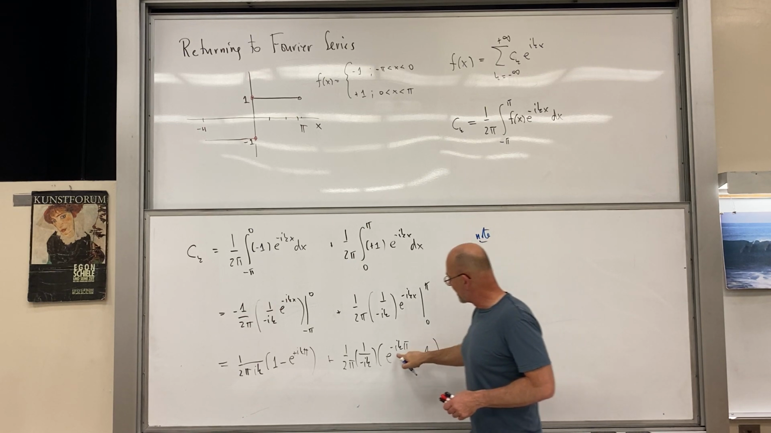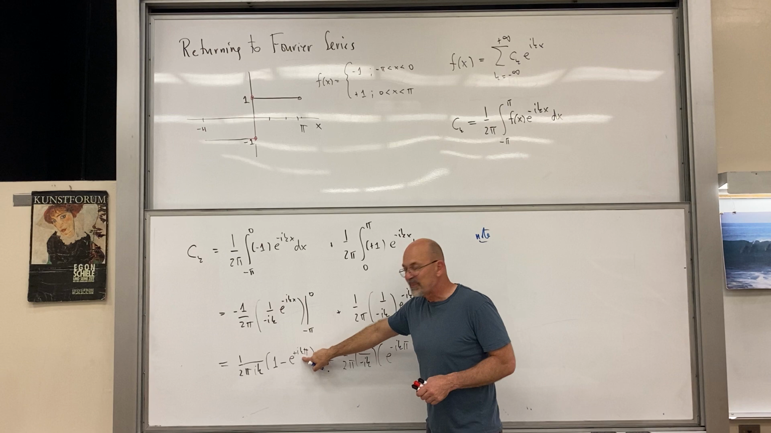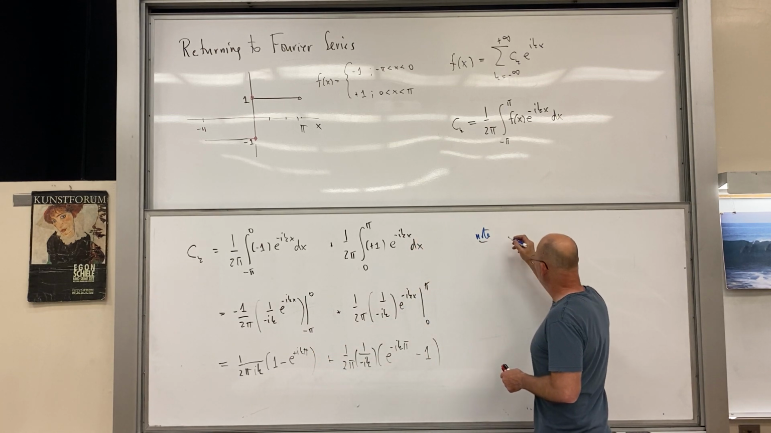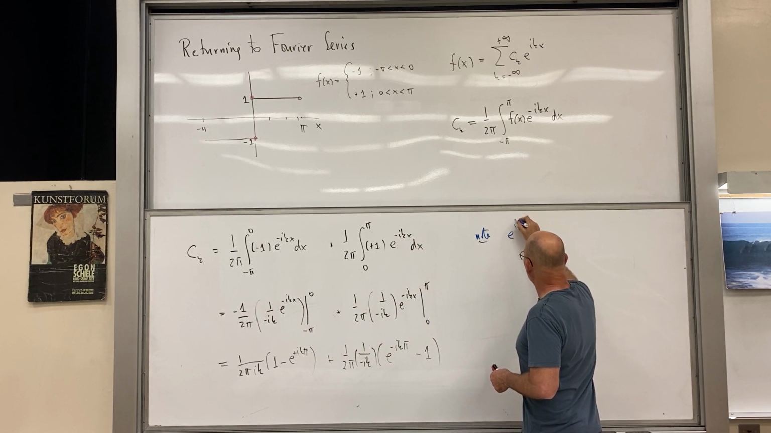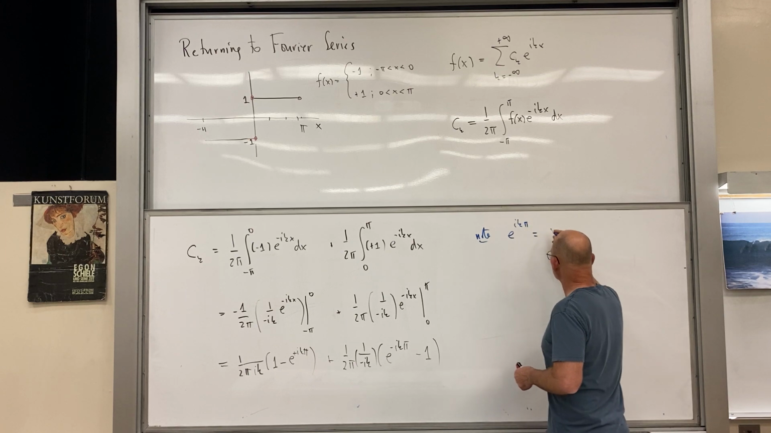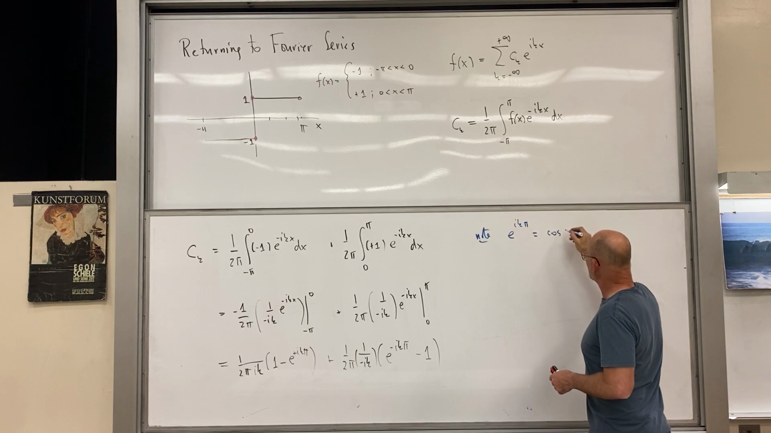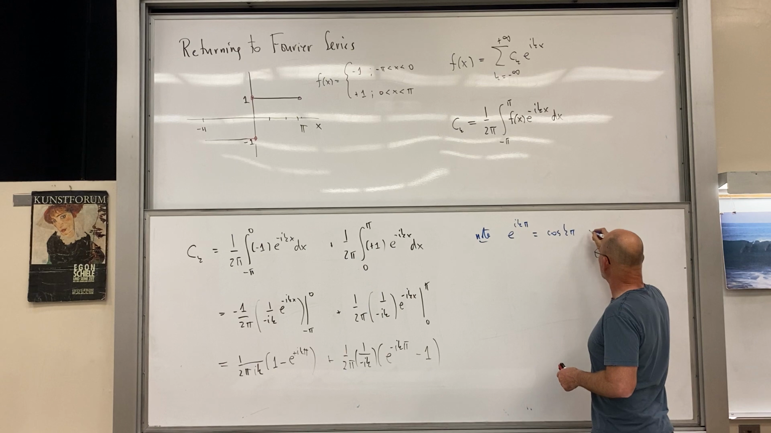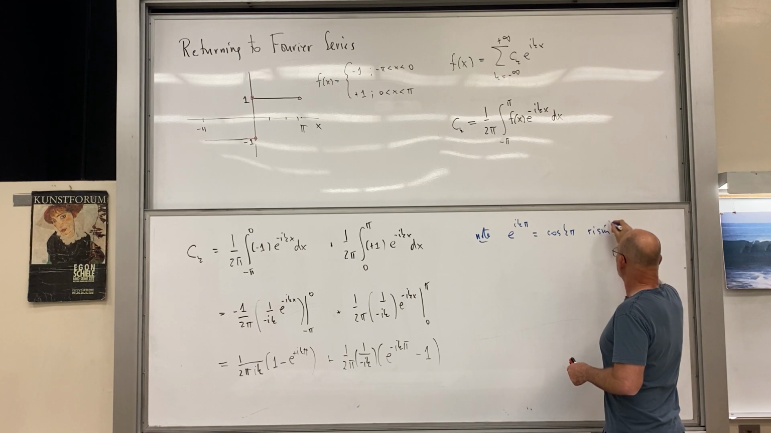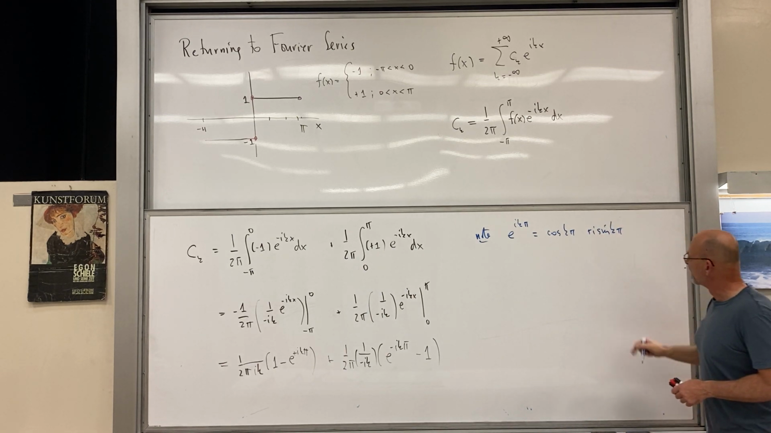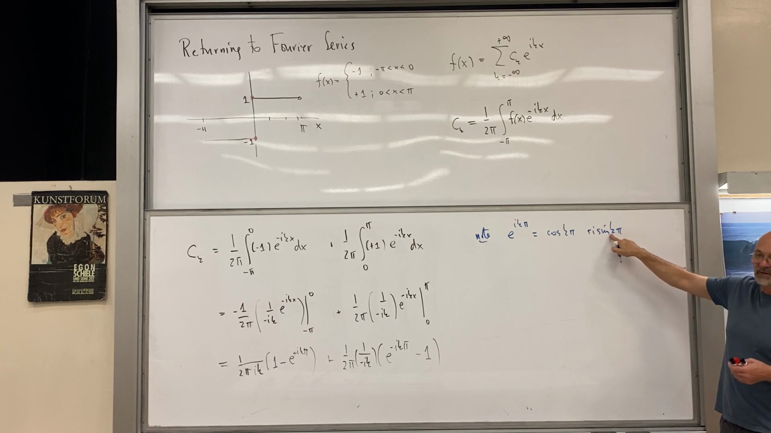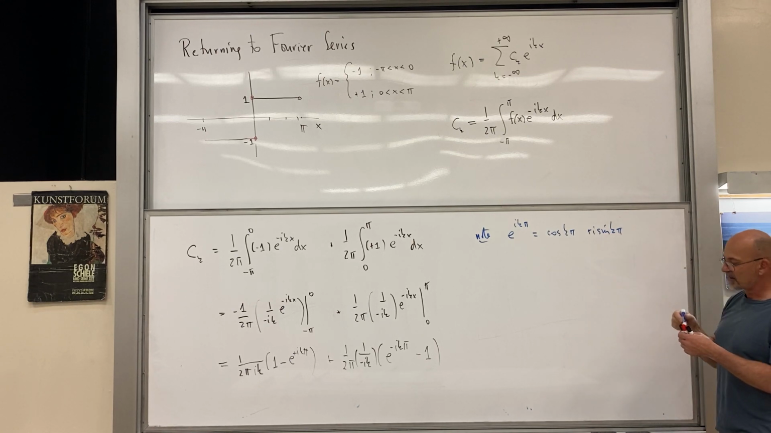And by the way, with ik pi or minus ik pi, it doesn't matter. Okay, let's go ahead and write this out. E to the ik pi is equal to cosine k pi plus i sine k times pi. Okay, so these are all 0. Sine of k times pi, 0.